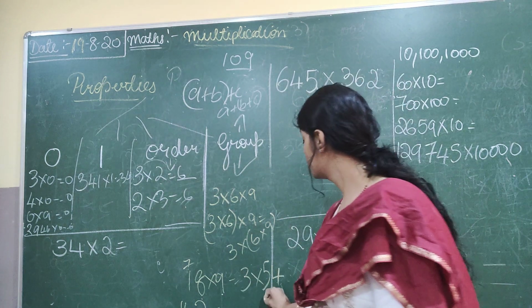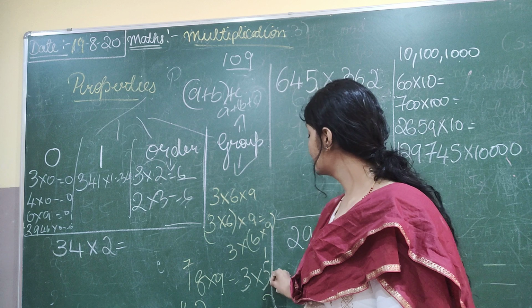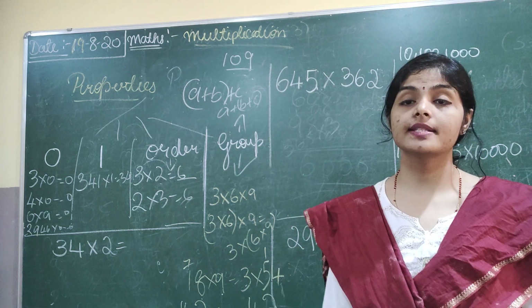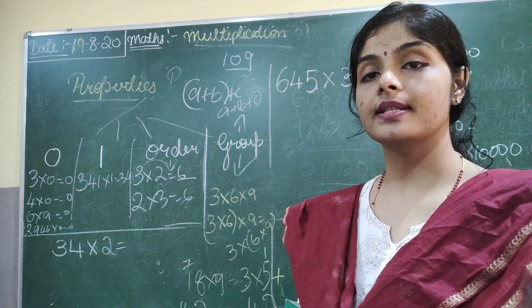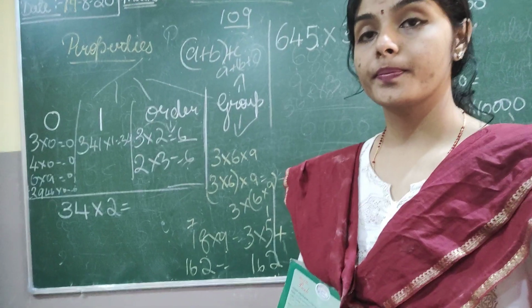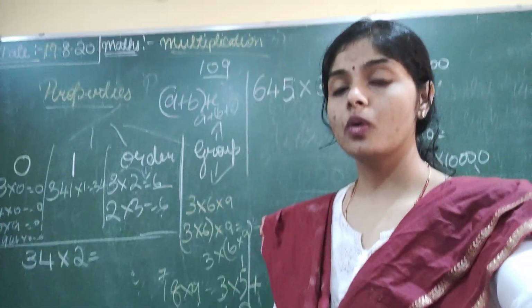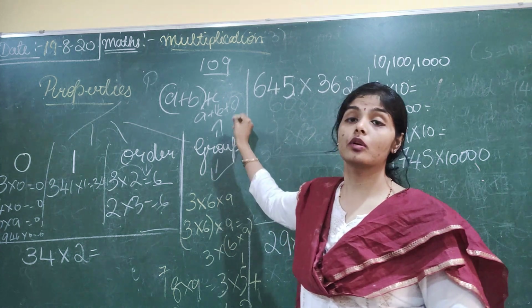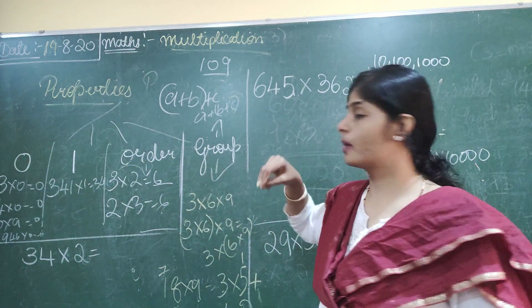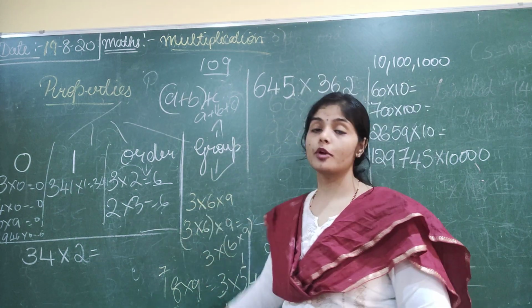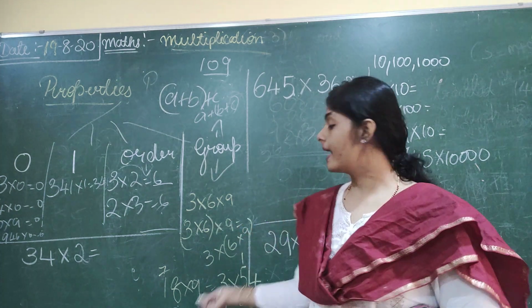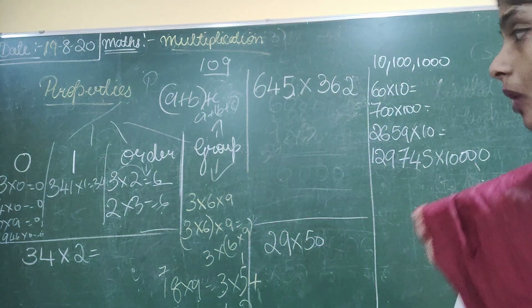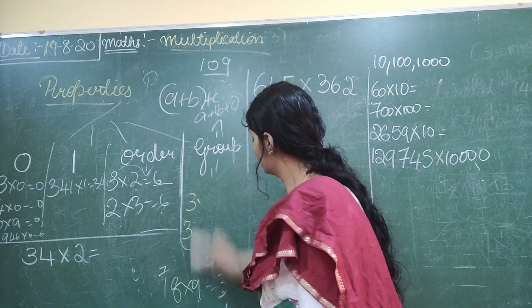Here, 4 3s are 12. So 2, 1 carry over. 3 5s are 15 plus 1 is 16. So 162, 162. Both the sides we are getting 162 and 162. Got it, children? So in a group you have to use the associative property. Don't forget, in a group you should use the associative property in multiplication and work it out. You will get the same answer. Got it, children? Now this is one property of a group.